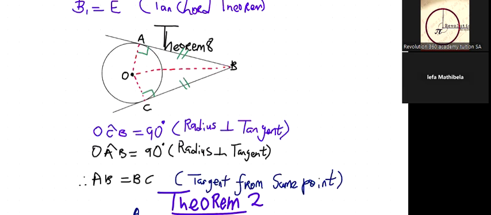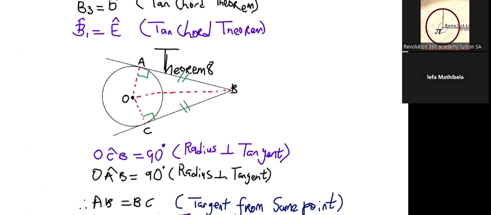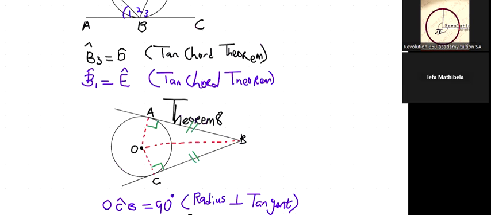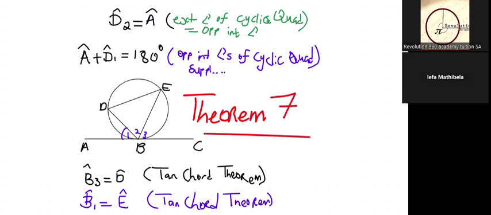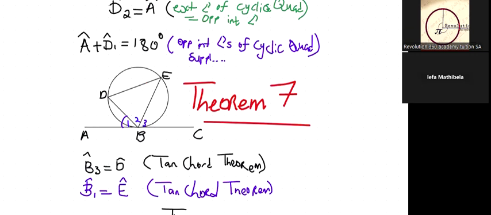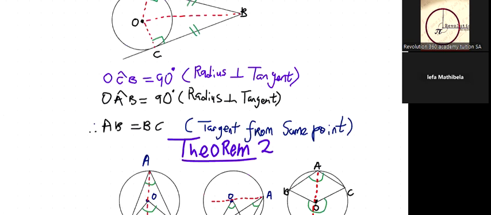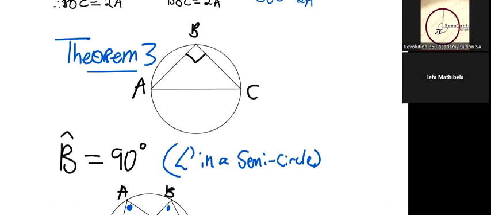Then up here we have theorem 8: two tangents drawn from the same point outside the circle are equal in length. And then right here, don't forget this represents theorem number 7. When you speak about theorem number 7, remember the angle between a tangent and a chord is equal to the angle in the alternate segment, the tan-chord theorem. So these are all the notes that one needs to know to get a maths distinction.